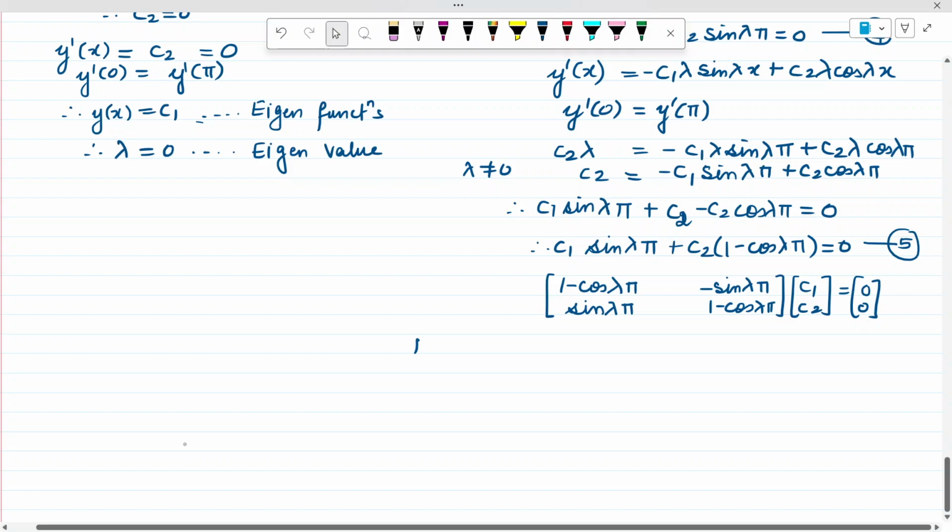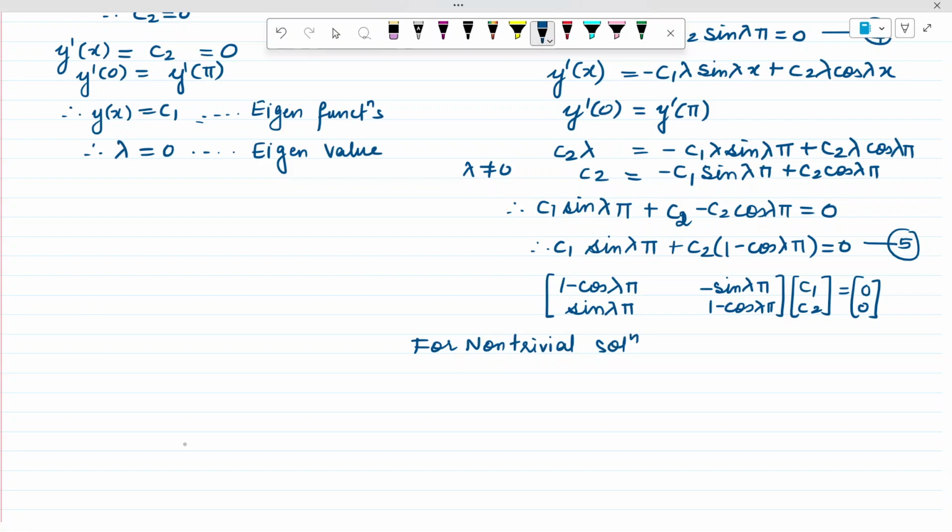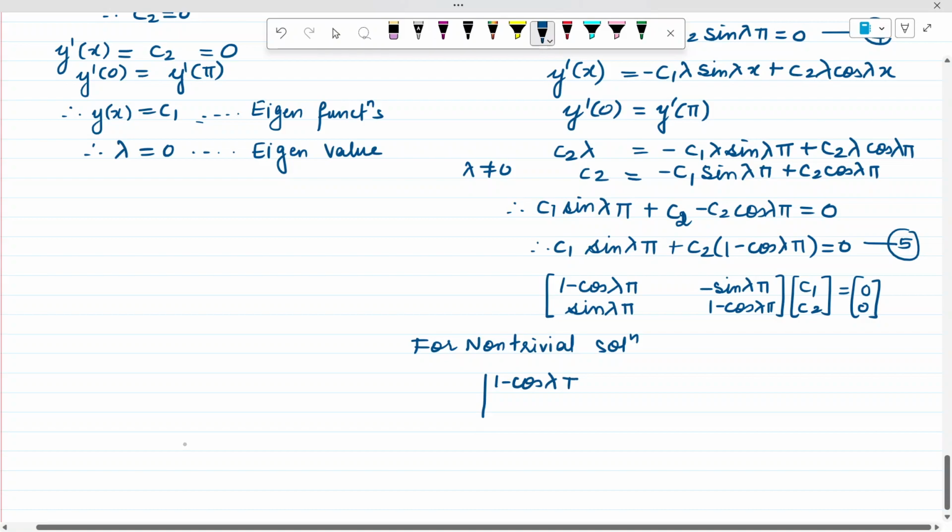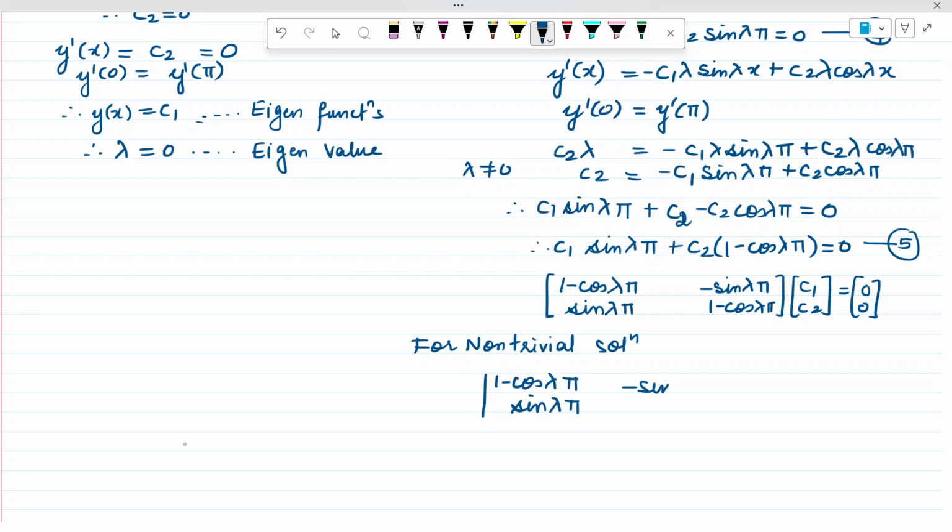So for a non-trivial solution, this determinant should be equal to what value, students? Yes, please. Should be equal to 0 or not equal to 0?